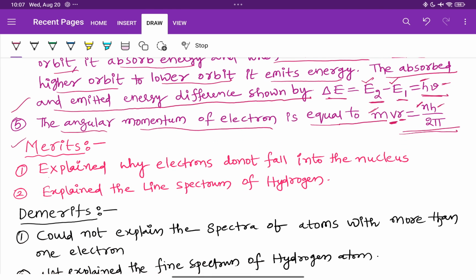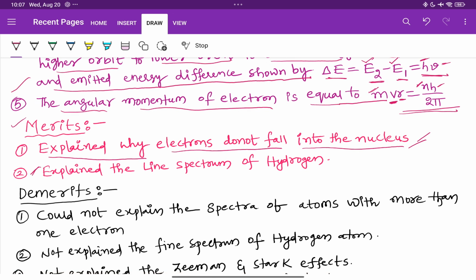So the first merit is that it explained why electrons do not fall into the nucleus. Why are the electrons not falling into the nucleus? Because the electrons are revolving around the nucleus in fixed energy levels. And the second point, Niels Bohr atomic model explained the line spectrum of hydrogen. Hydrogen spectrum is called line spectrum.